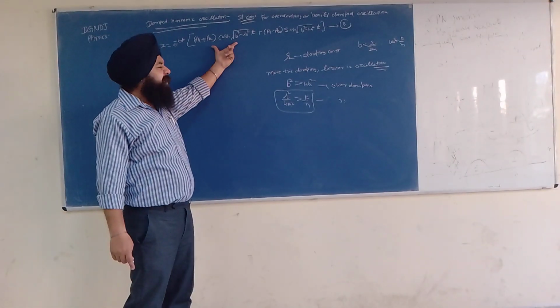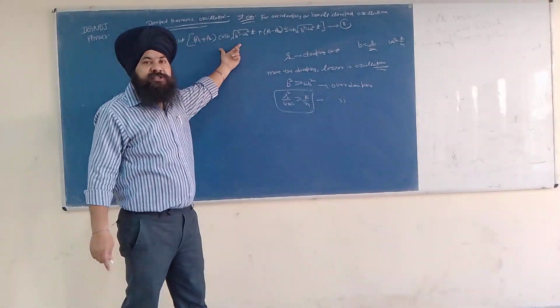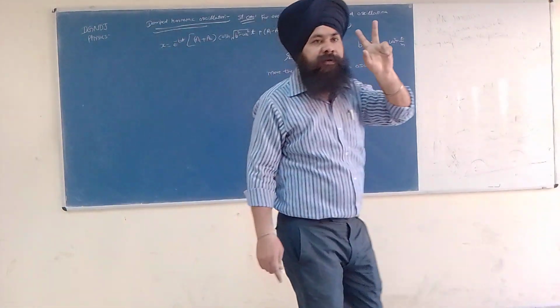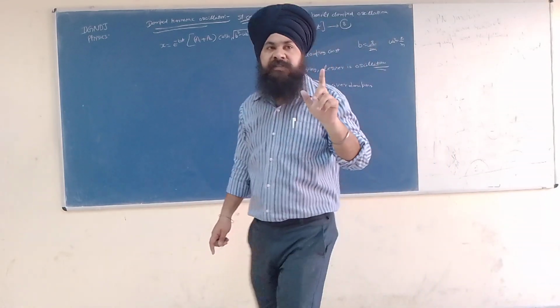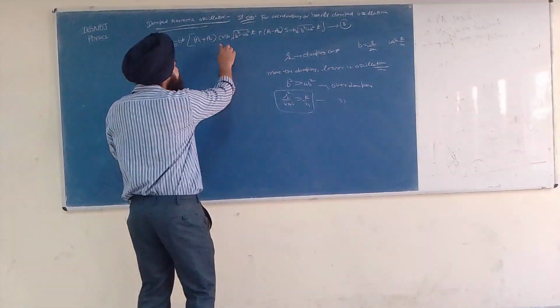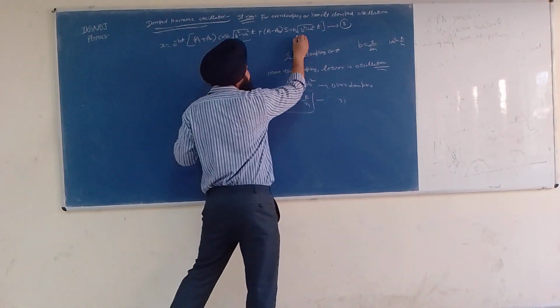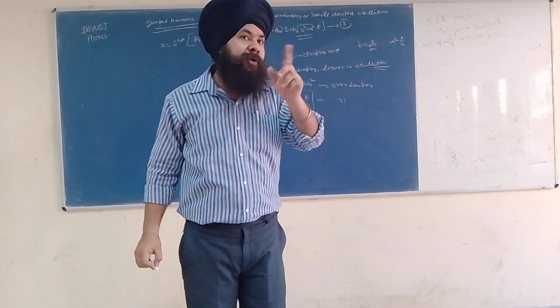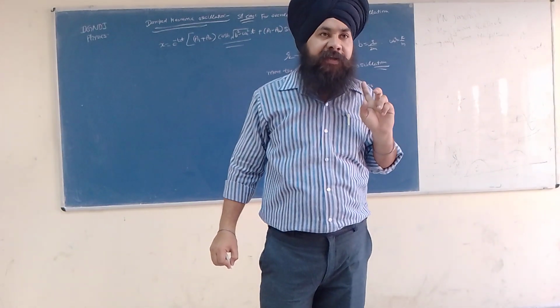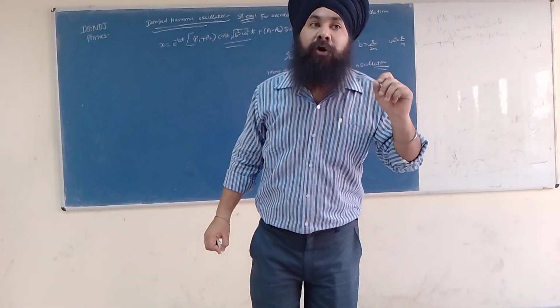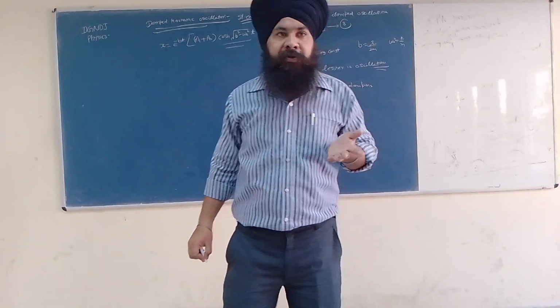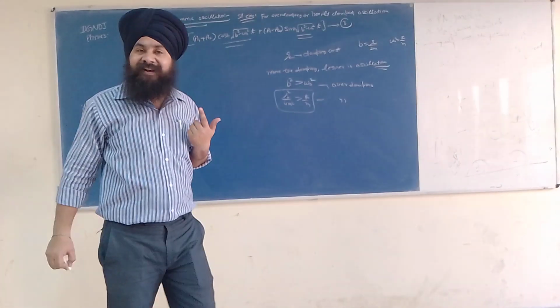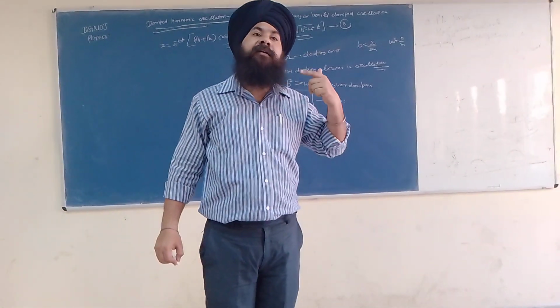See, this equation consists of two important terms. One term is cos hyperbolic, and the other is sin hyperbolic. And these two functions are not periodic in nature. But sin x and cos x are periodic functions.